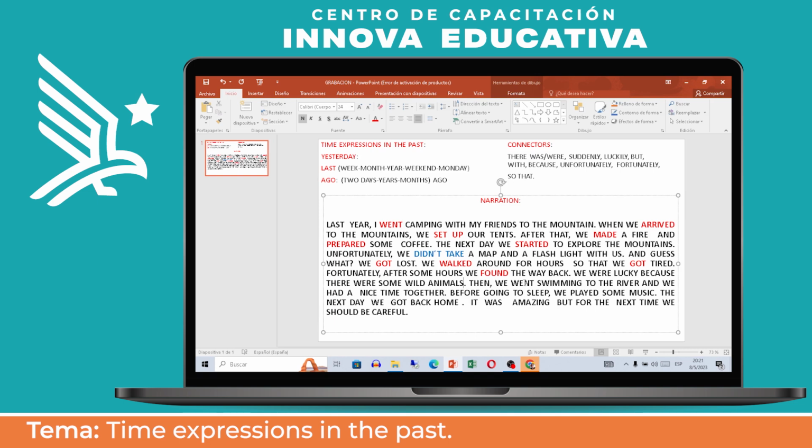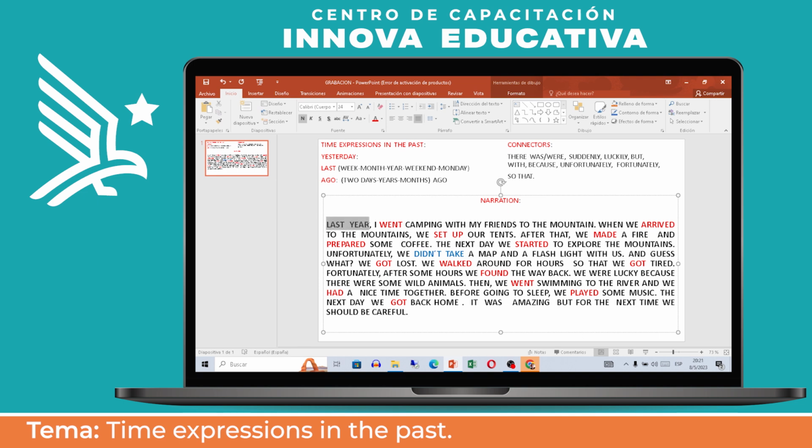Then we went. We have again went swimming to the river. And we had, y tuvimos, o pasamos, we had a nice time together. Before going to sleep, we played some music. The next day, we got back home. It was amazing, but for the next time, we should be careful. Okay?